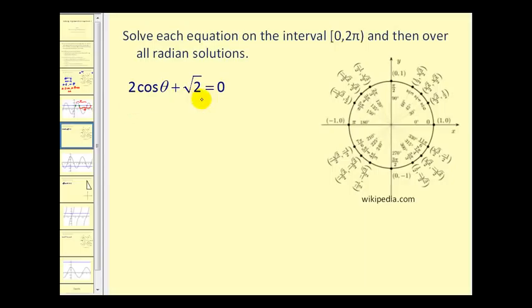Here we have another equation. Let's go ahead and solve this for cosine theta. So we'll subtract the square root of 2 on both sides, then divide by 2.